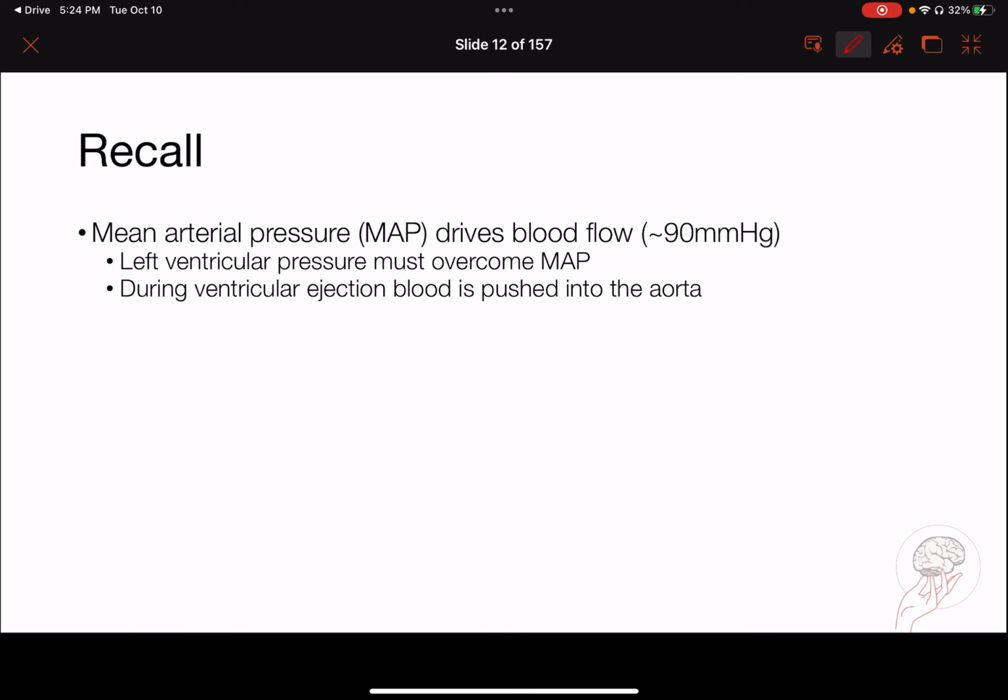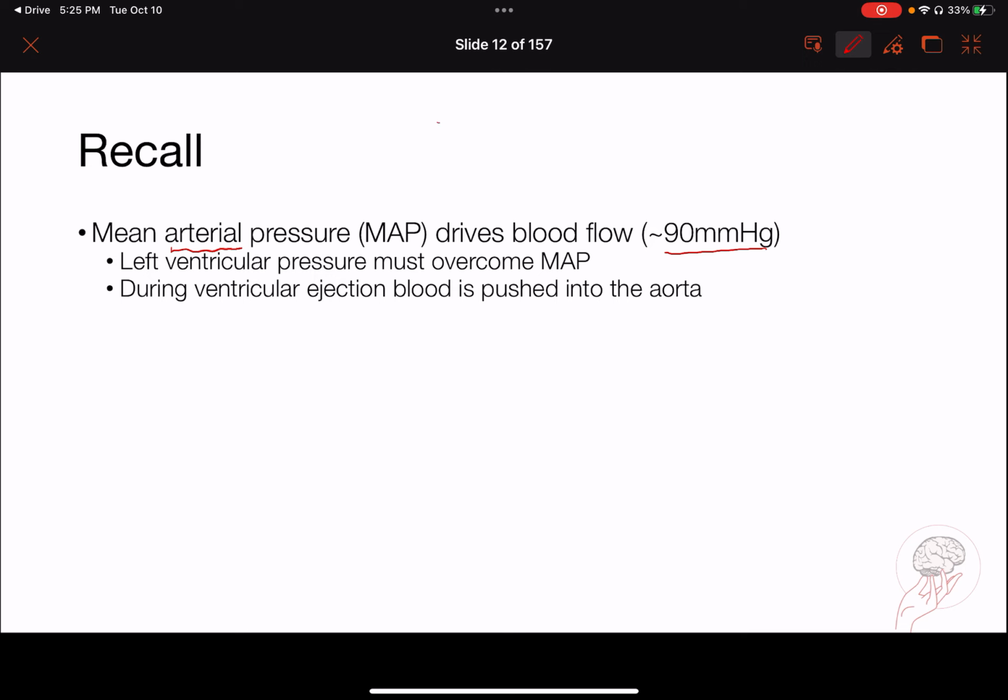So hopefully you remember from human systems physiology that mean arterial pressure, so the pressure in the artery, is what's driving blood flow, and it's around 90 millimeters of mercury. And so, in order for us to actually get blood into our body, the left ventricle has to increase its pressure greater than 90 millimeters of mercury, excuse me, not milligrams.